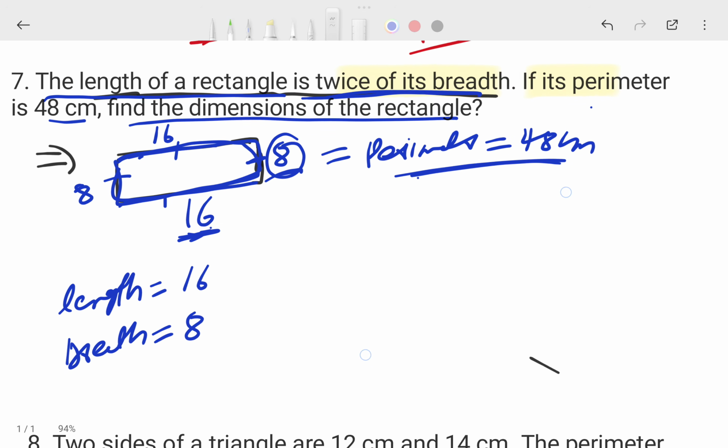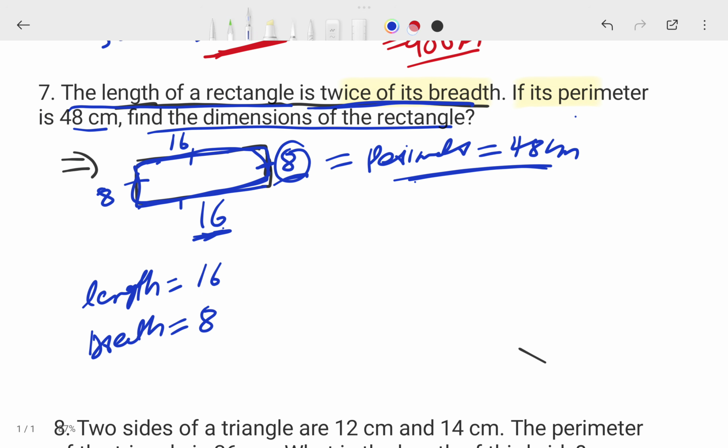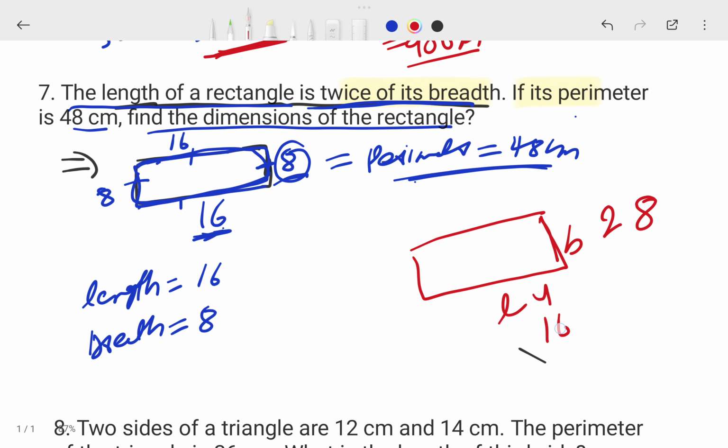This question is very simple. I will explain again. If this is the length and this is the breadth, and the breadth is 2 centimeters, then the length is going to be 4 centimeters. If the breadth is 8 centimeters, then the length is going to be 16 centimeters.